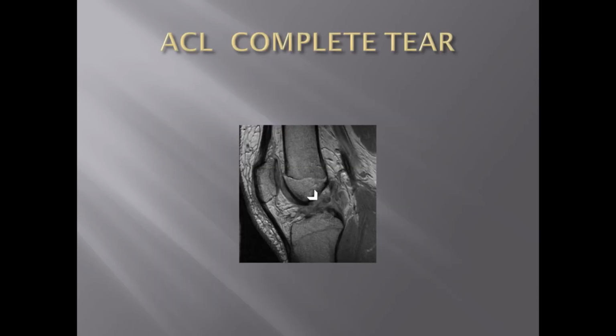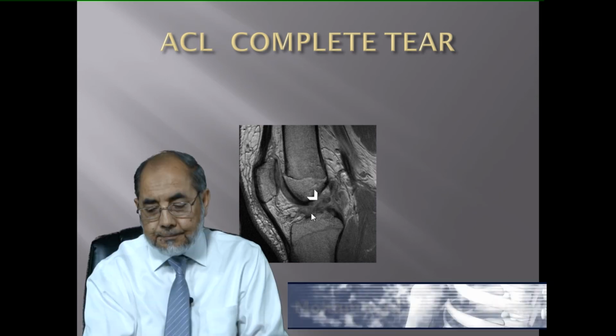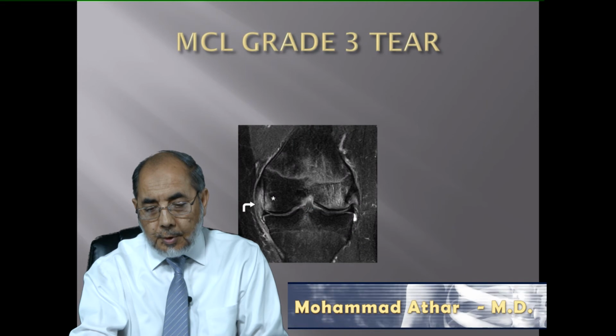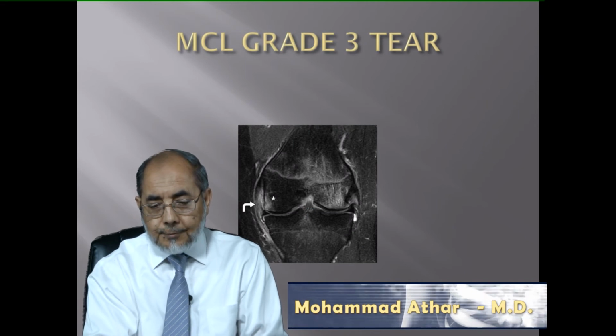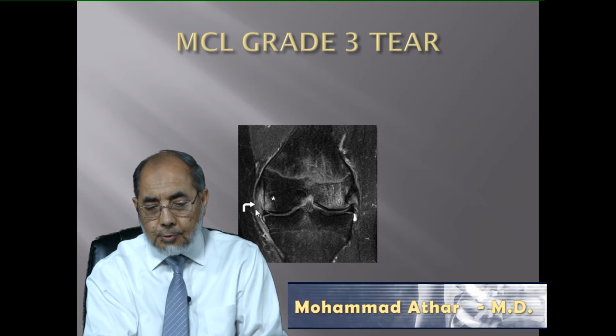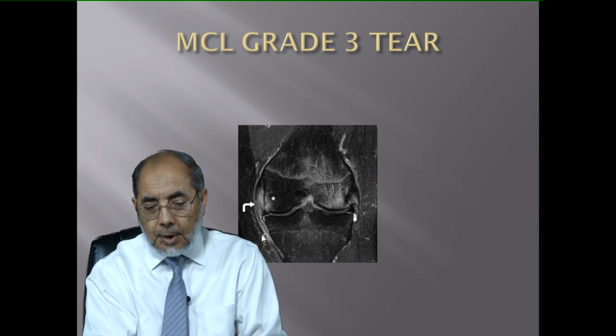So, this is another example of a full thickness tear of the anterior cruciate ligament. Now, this is another example of a medial collateral ligament tear. There is increased T2 signal in place of the ligament.